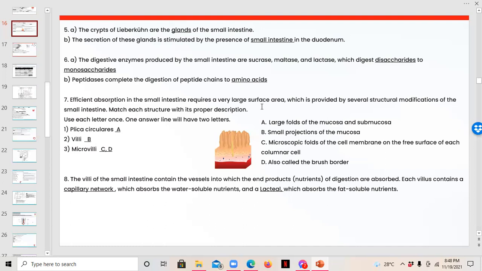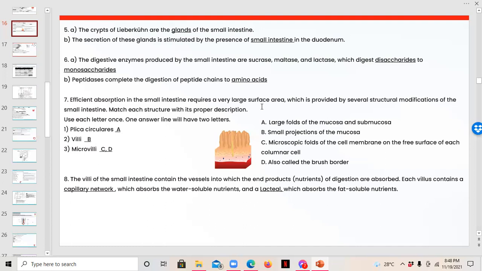Number 2, villi. The answer is letter B, small projections of the mucosa. Number 3, microvilli. The answers are letter C and letter D. Microscopic folds of the cell membrane on the free surface of each columnar cell and also called the brush border.